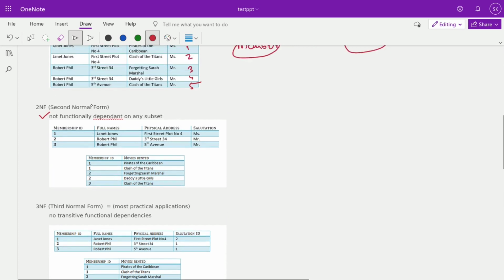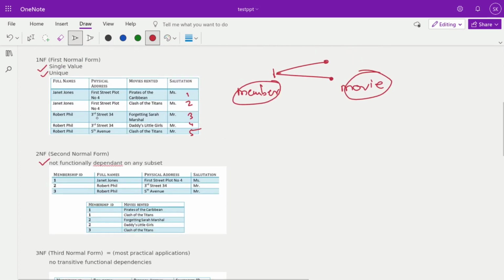So if you check here, earlier whatever data we have, we segregated with the member ID, because only that is the unique thing. Jen Jones is member 1, Robert Pill is added as the second member, and the address is getting changed. So this is the third Robert Pill with a different address. So these 2 columns, full name and physical address, uniquely identify the member.